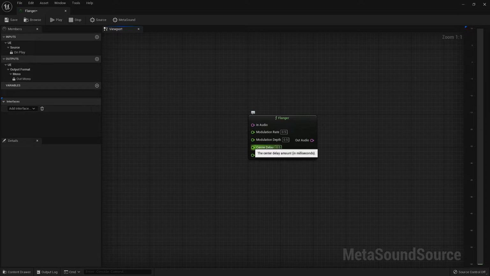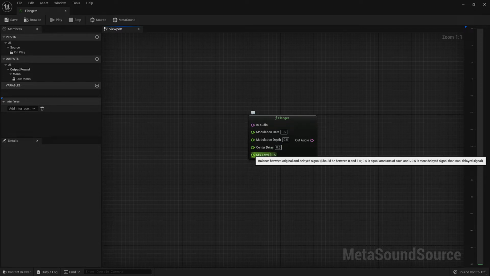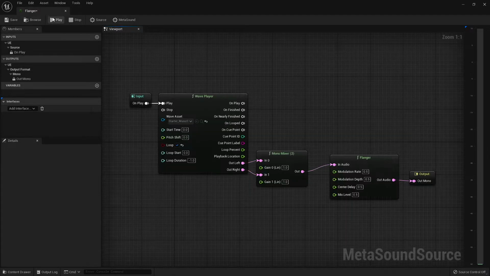The last input we have is our mix level. This is a 0 to 1 value and defines how the original audio signal and our duplicated audio signal will be blended back together. 0 is full dry signal, or only the original signal. 1 will be the full wet signal, or only the delayed signal. And 0.5 is a balanced mix of the two.